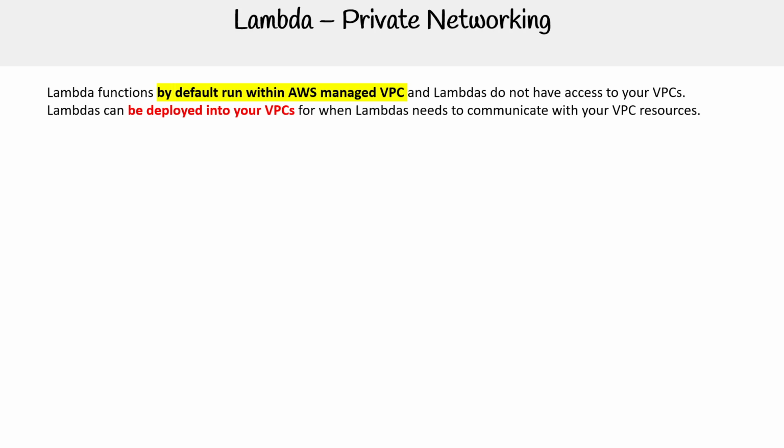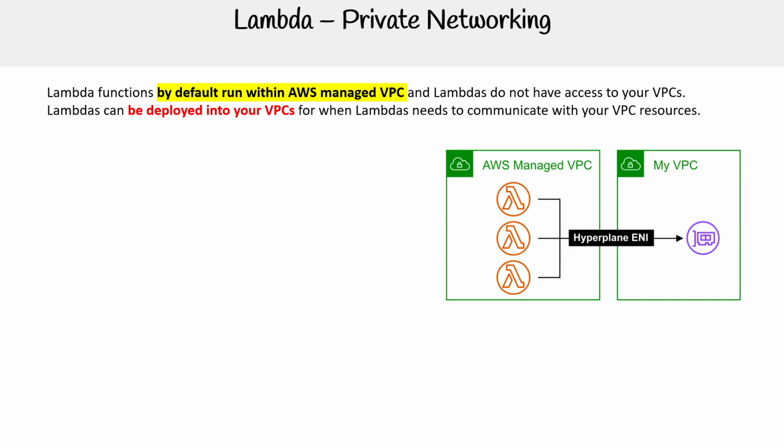Lambda functions by default run within the AWS managed VPC, and Lambdas do not have access to your VPC resources while it's in that AWS managed VPC. However, you can launch them into your own VPC, and this is great for when you need to communicate with resources within your VPC from your Lambda.